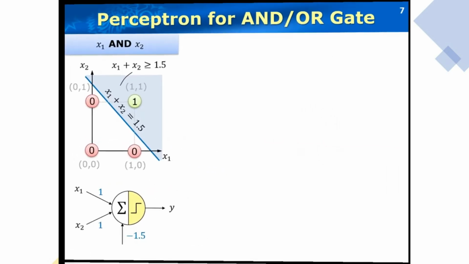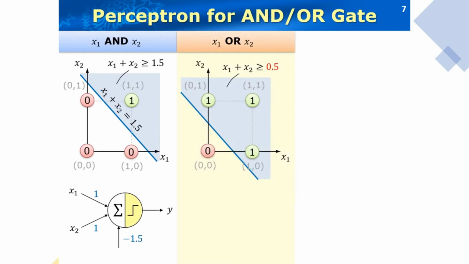Similarly, we can train a single layer perceptron to mimic the OR gate. The weights of the OR gate perceptron are all ones, the same as the weights of the AND gate. The only difference is the bias value, which is minus 0.5. This is because the separating line of the OR gate is x1 plus x2 greater than or equal to 0.5.